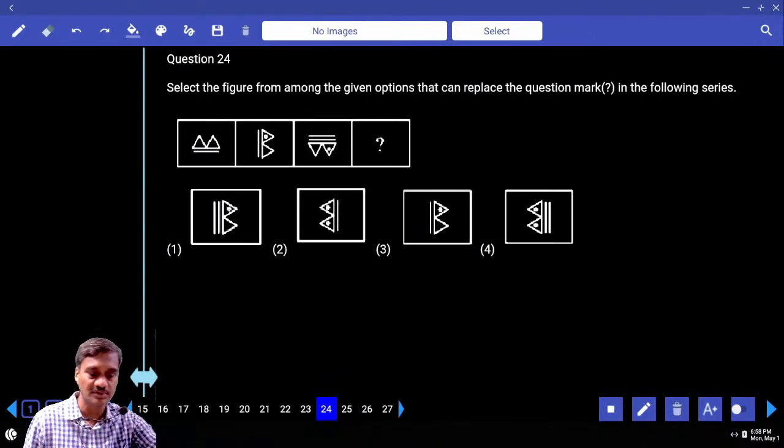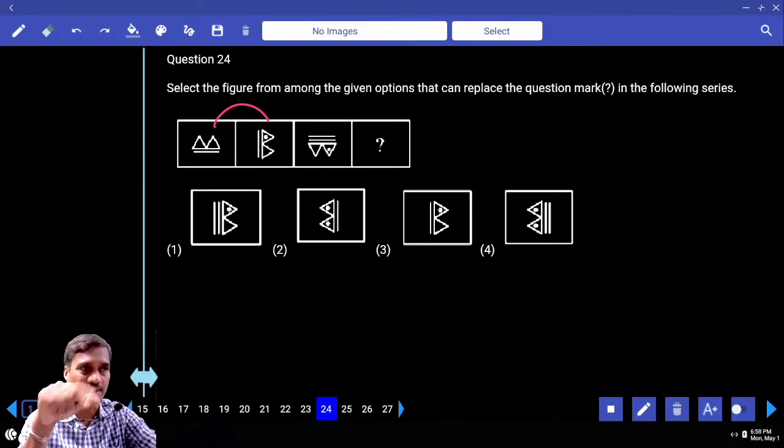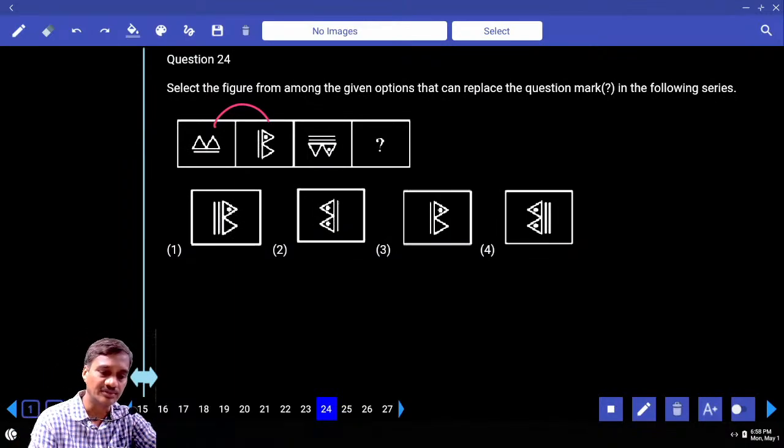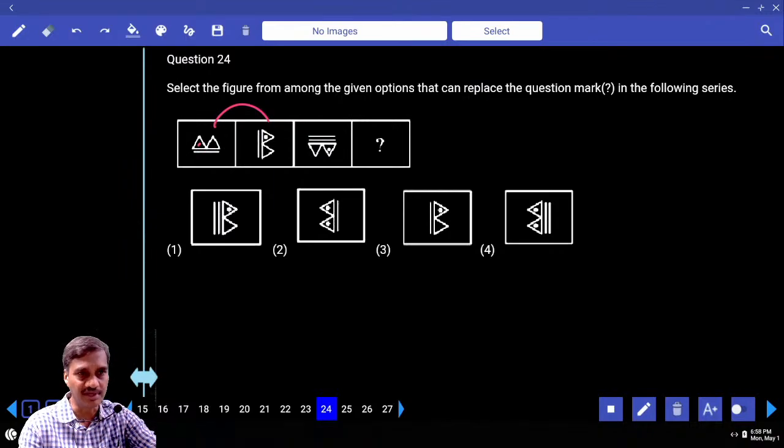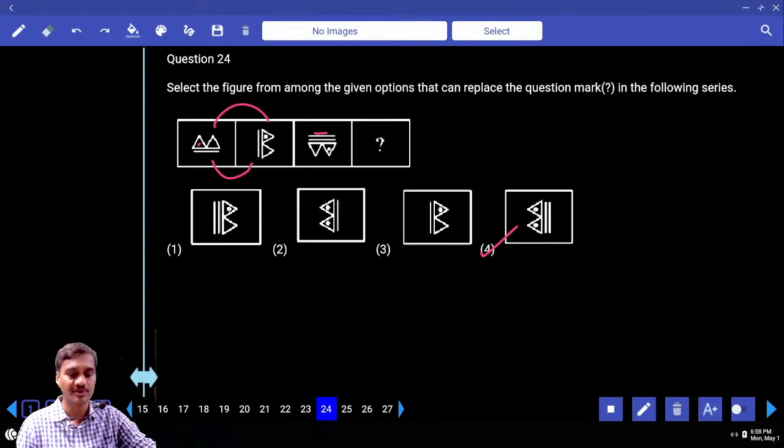Then the 24th one. From here to here, the entire figure is rotated by 90 degrees clockwise, and this element is shaded. Again from here to here, it is rotated and one more line is added. Now one line is present twice, and these two lines should be present twice. Next, again this figure must be rotated like this and one more dot should be added. Choice 4 is the answer, 24.